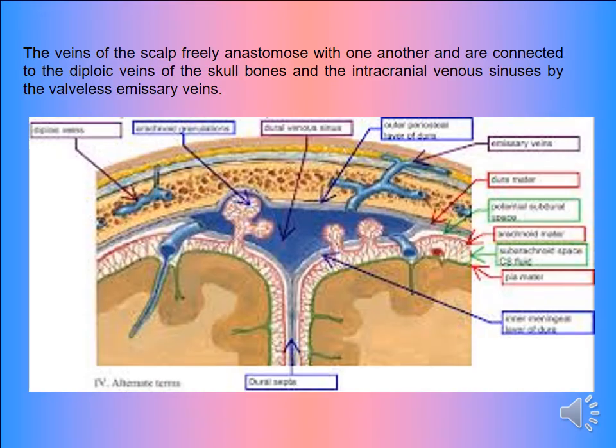The veins of the scalp freely anastomose with one another and are connected to the diploic veins of the skull bone and to the intracranial venous sinuses by valveless emissary veins. The vein that does not contain any valve is the emissary vein in the skull, which communicates from the external cranial veins to the internal cranial venous sinuses.